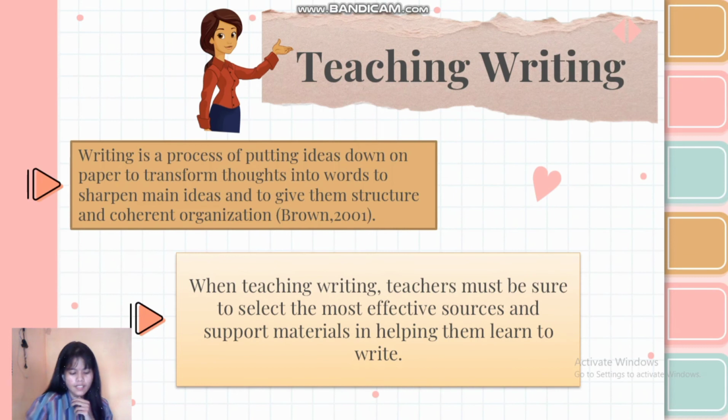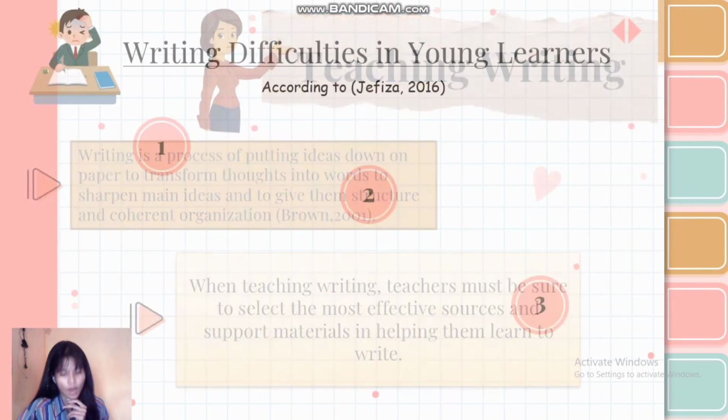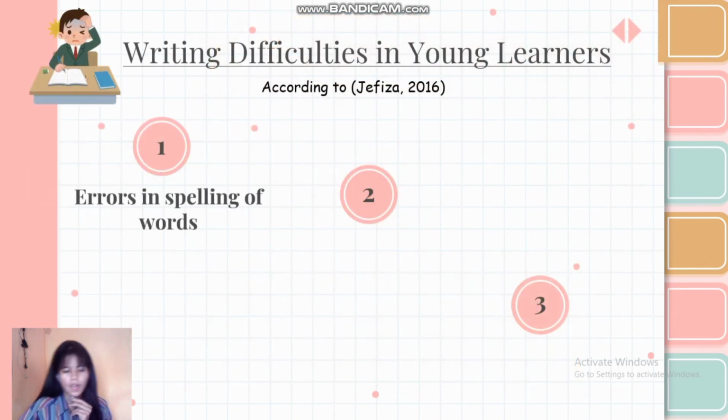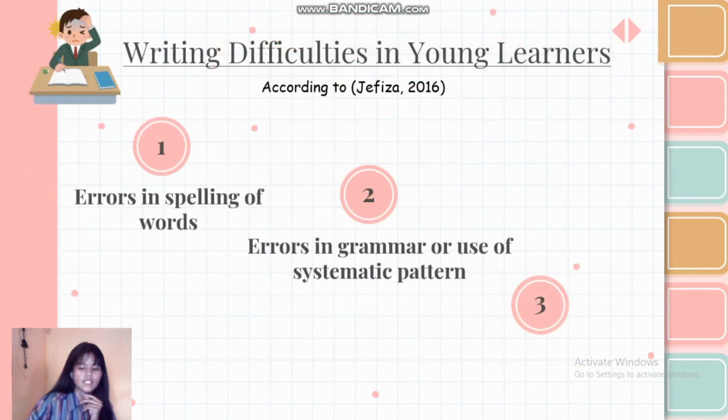And the next is about teaching writing. Writing is a process of putting ideas down on paper to transform thoughts into words, to sharpen ideas, and to give them structure and coherent organization. When teaching writing, teachers must be sure to select the most effective sources and support materials, helping them learn to write. And here are some writing difficulties in young learners according to Jevisa 2016.